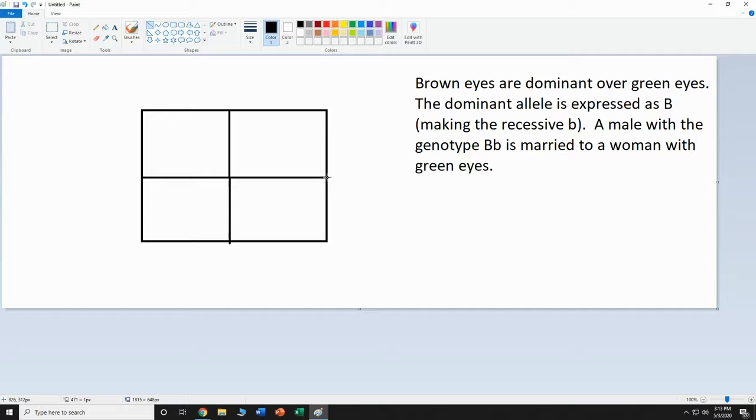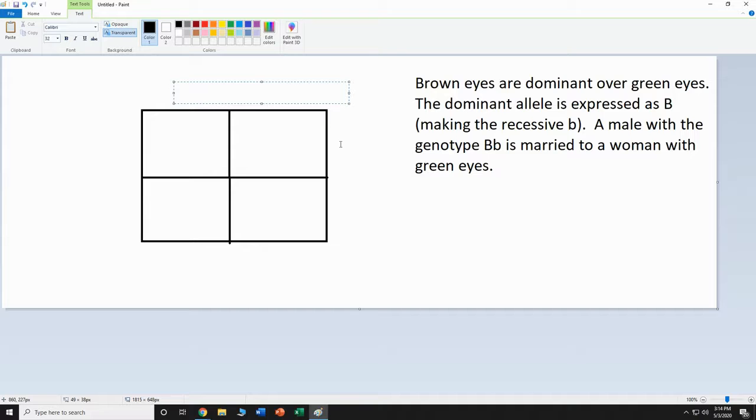All right, and you're going to take the information that's given to you and put it up top. So we see here that brown eyes are dominant over green eyes, and the dominant allele is expressed as a big B and the recessive is a little b. The male with the genotype big B, little b, is married to a woman with green eyes. Okay, so we got to kind of interpret this information here real quick. All right, so it says that the male has a big B and a little b. So you're going to split those alleles up so that one goes over the top of each box. So a big B there and a little b over there.